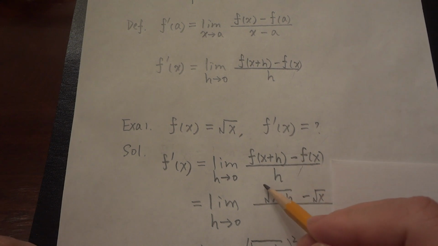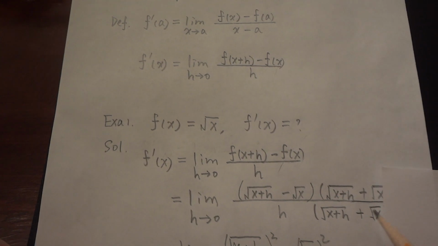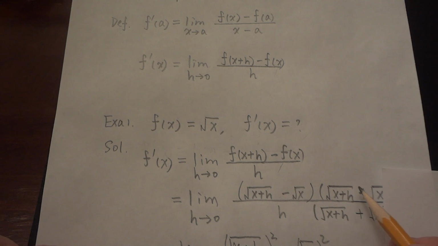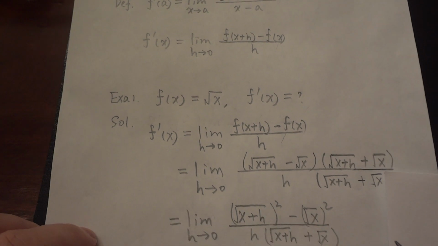Therefore, let's actually put parentheses around that, and we take the conjugate, which is the square root of x plus h plus the square root of x. We do this to both top and bottom. Now, if you look at the top, you'll be reminded of the formula, which is (a plus b) times (a minus b) equals a squared minus b squared. So the top becomes the square root of (x plus h) squared minus the square root of x squared, and the bottom remains the same.